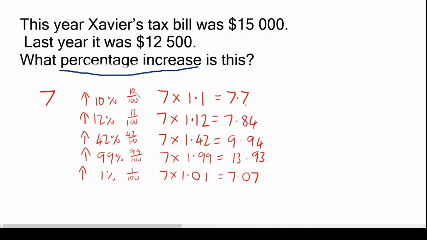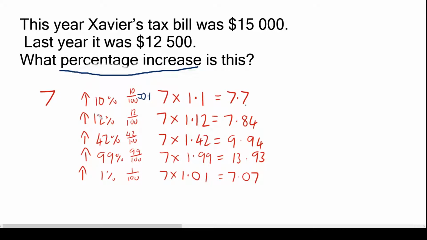Because 10% is 10 over 100 and we're increasing it, so we times it by 1 point, and this is a decimal. That as a decimal is 0.1. Because we're increasing it, we put that decimal bit, this 0.1, after the 1. So 7 times 1.1 is 7.7.